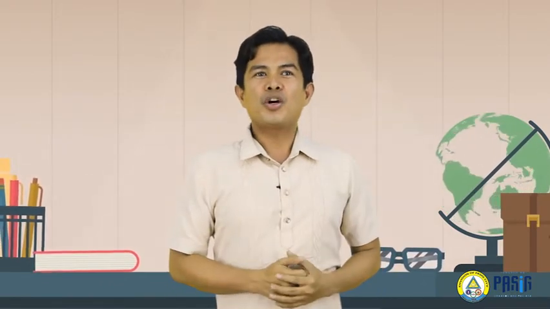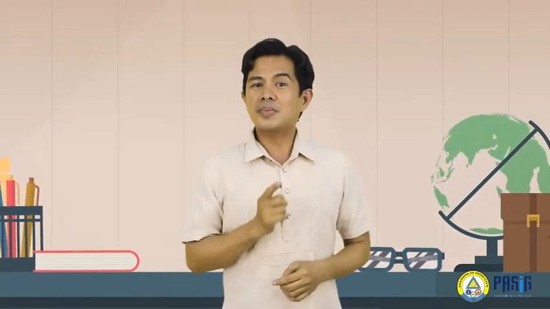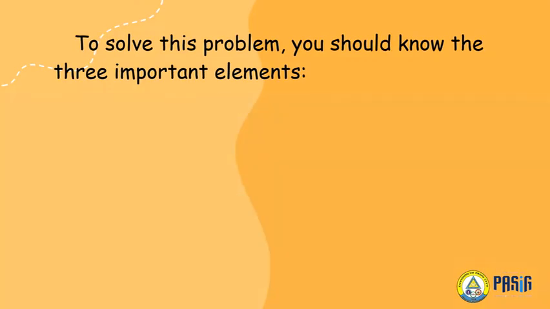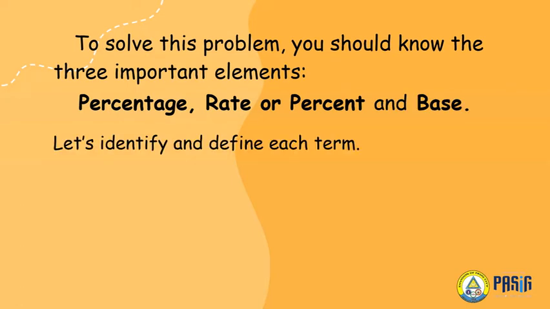This time, we are going to proceed to our lesson. And I would like to start this lesson with this problem. A survey of 45 grade 5 students showed that 60% of them were afraid of earthquakes and thunderstorms. How many of the surveyed students were afraid of earthquakes and thunderstorms? To solve this problem, you should know the 3 important elements: percentage, rate or percent, and the base. Let's identify and define each term.